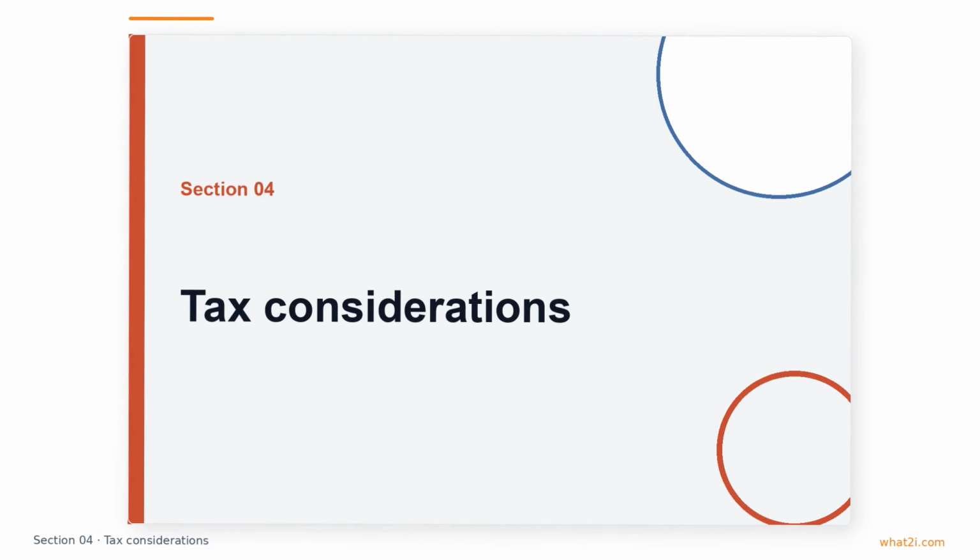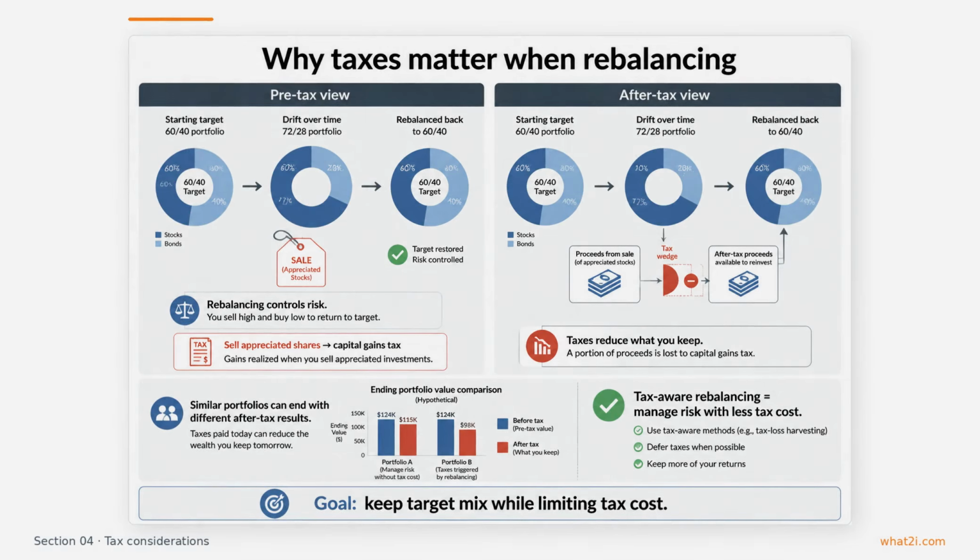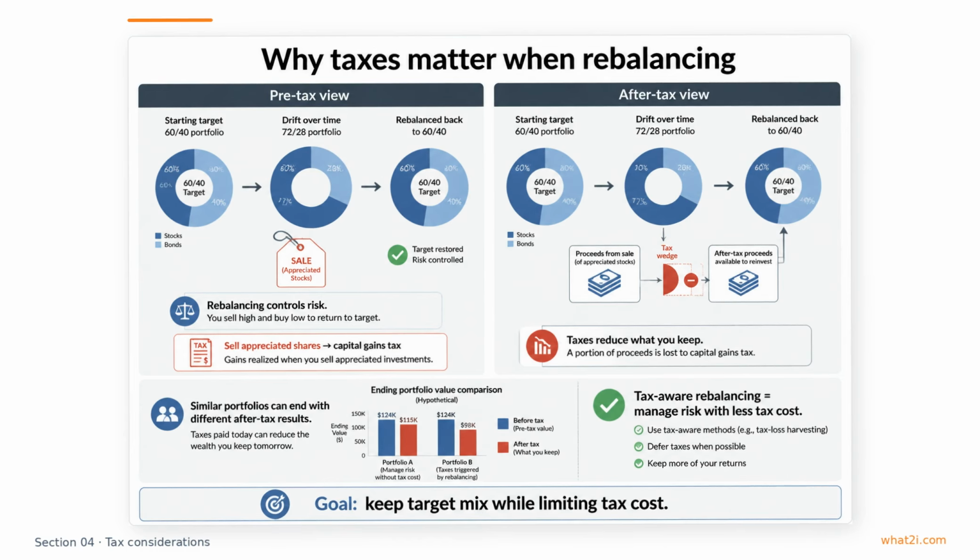Section 4. Tax considerations. Rebalancing may improve risk control, but in taxable accounts, the tax costs can materially affect what the investor keeps. Selling an appreciated asset often realizes a capital gain, and that gain may produce a tax bill. Two portfolios with similar pre-tax performance can end with different after-tax results simply because one generated more taxable sales along the way. That is why implementation matters so much in taxable investing.